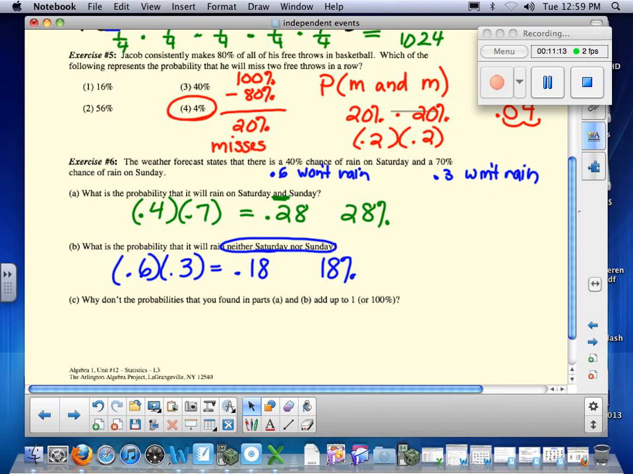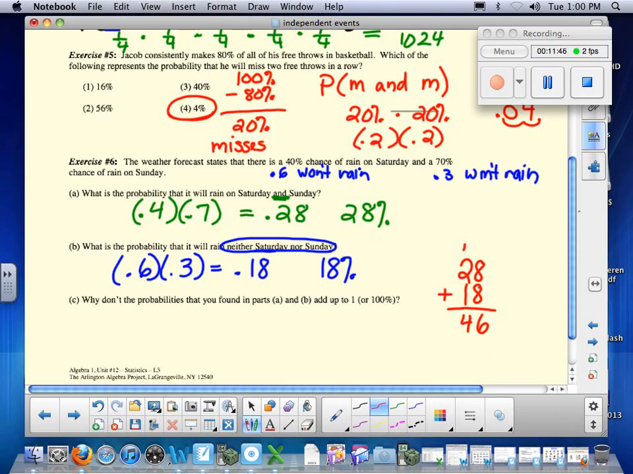Letter C. Why don't our answers from A and B add up to 100%? What? I'm confused. If I add the 28 and the 18, because right, we covered everything. It's going to rain or it's not going to rain. How did you get the percents for not raining? We did 100 take away 40, and then 100% take away 70. Like we did up above with the percent shooting. What do you know over here? What do you know, Nick? You subtract 100 both times. Yeah.